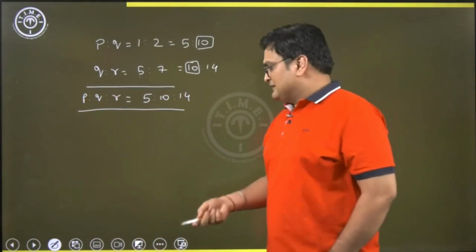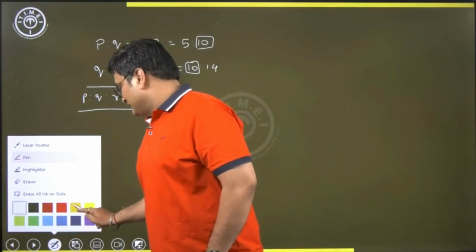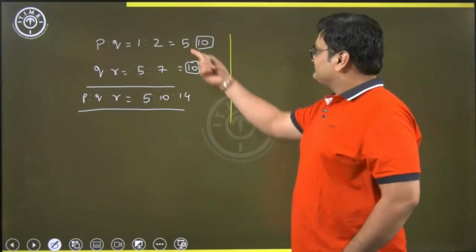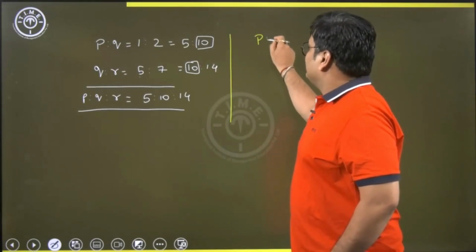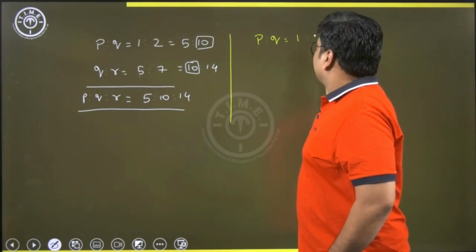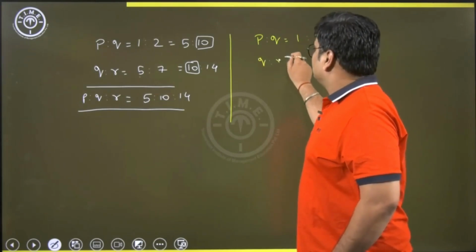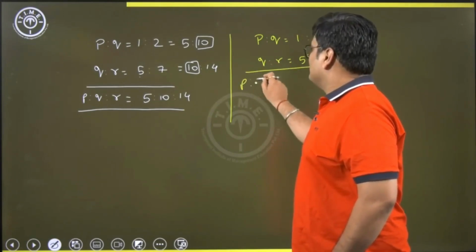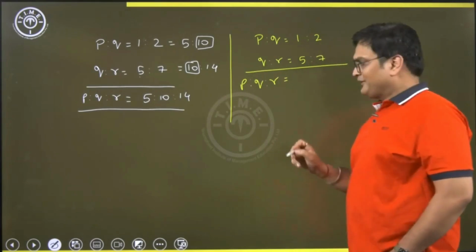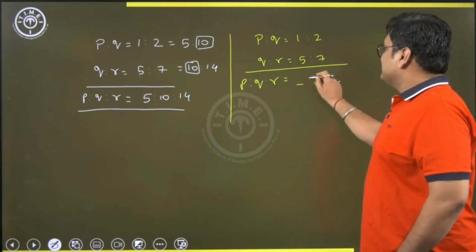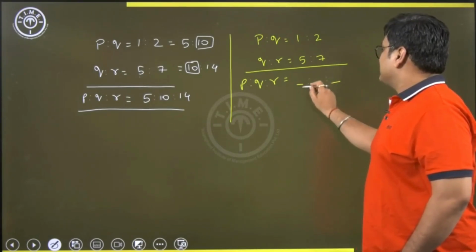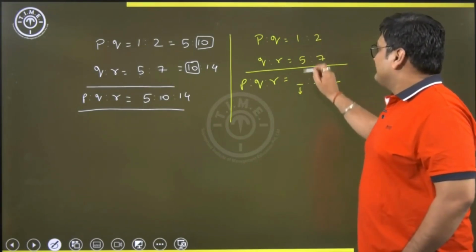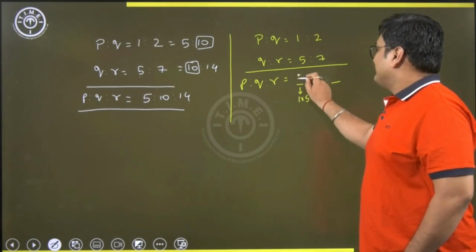This is the case for 2. Similarly, you can think about the case where you have 3 ratios to merge. There can be one more way of doing it. If I take the same problem again, Q is to R, 5 is to 7, then P is to Q is to R will be obtained as follows. I need 3 terms. Now here the first term will be nothing but the product of all the first terms of each ratio. So it's going to be 1 into 5, it's going to be 5.